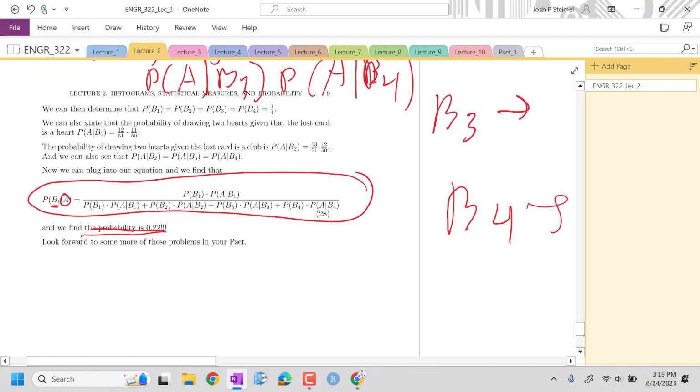It really is incumbent upon us to break down, be careful of verbiage, and then translate that into our mathematical language. And don't worry, you'll have lots of practice on your problem set.